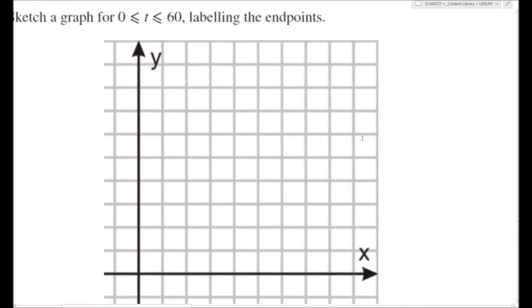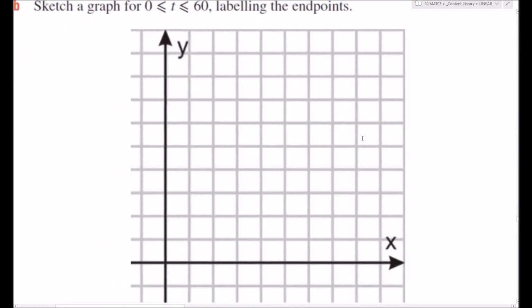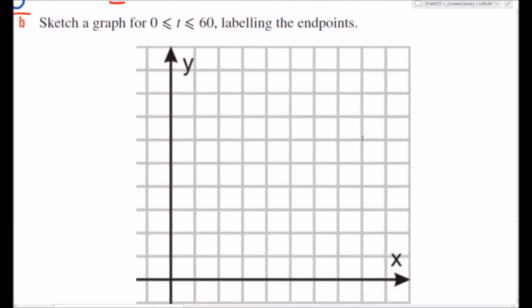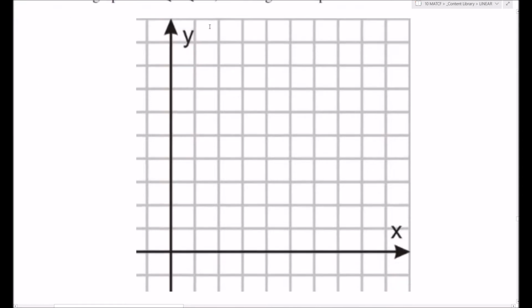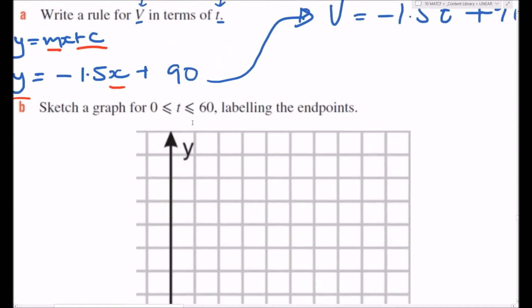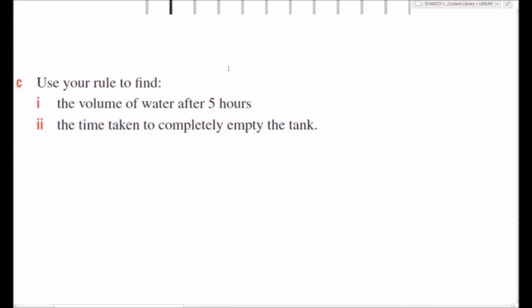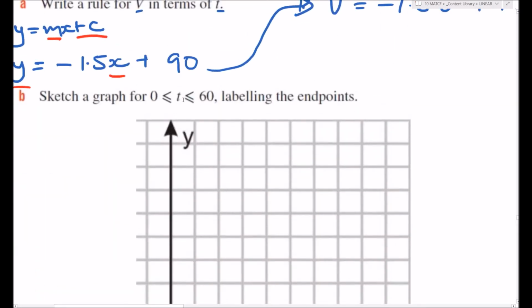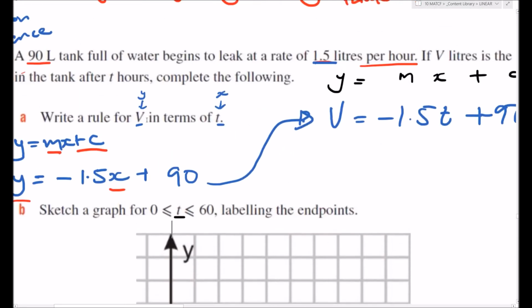Alright, so the next part to this question is we need to sketch a graph for 0 less than or equal to t, which is less than or equal to 60. What this is saying is you need to sketch a graph that has this range, starting from 0, finishing at 60. On my x-axis, we need to start at 0 and finish at 60. I can see that it also uses this t. So it's saying that the axis where t is going to be needs to go from 0 to 60. Remember, t refers to the time in hours.